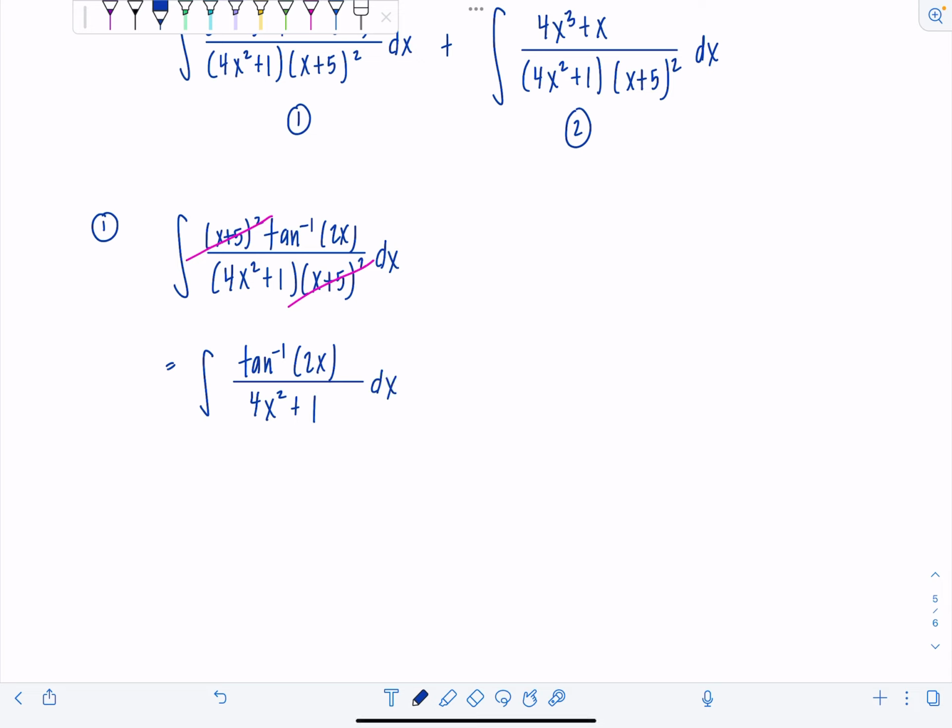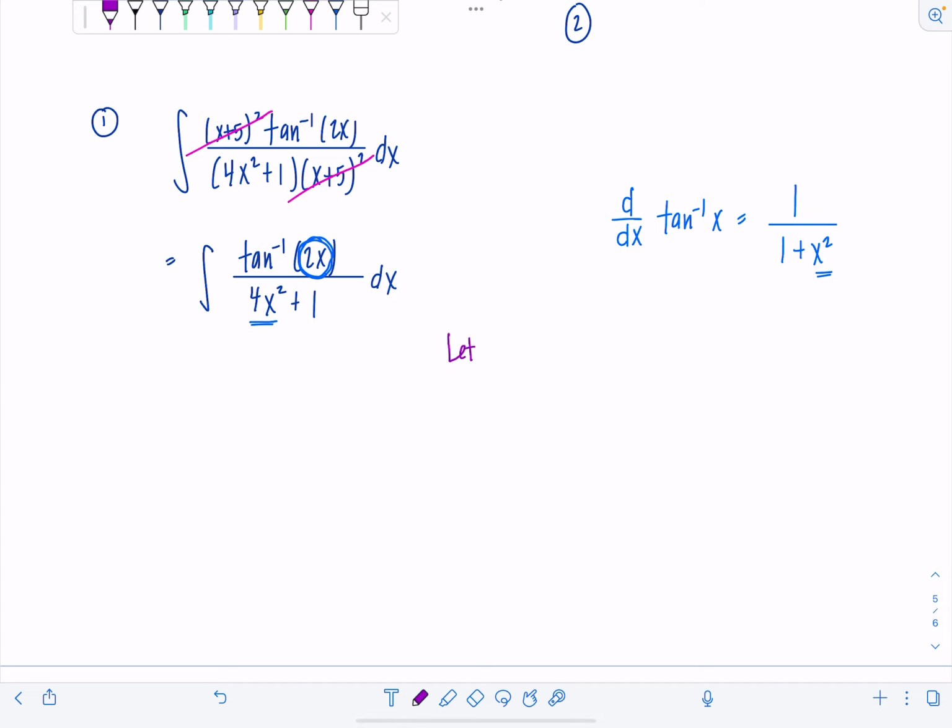And I'm feeling a u-sub. Why am I feeling that? Because I learned my derivatives a long time ago, and I made sure I memorized them. The derivative with respect to x of tan inverse of x is 1 over 1 plus x squared. Since I have a 2x here, that would end up being a 4x squared, which is exactly what I see in the denominator. So I feel like u-sub will work out beautifully with this problem.